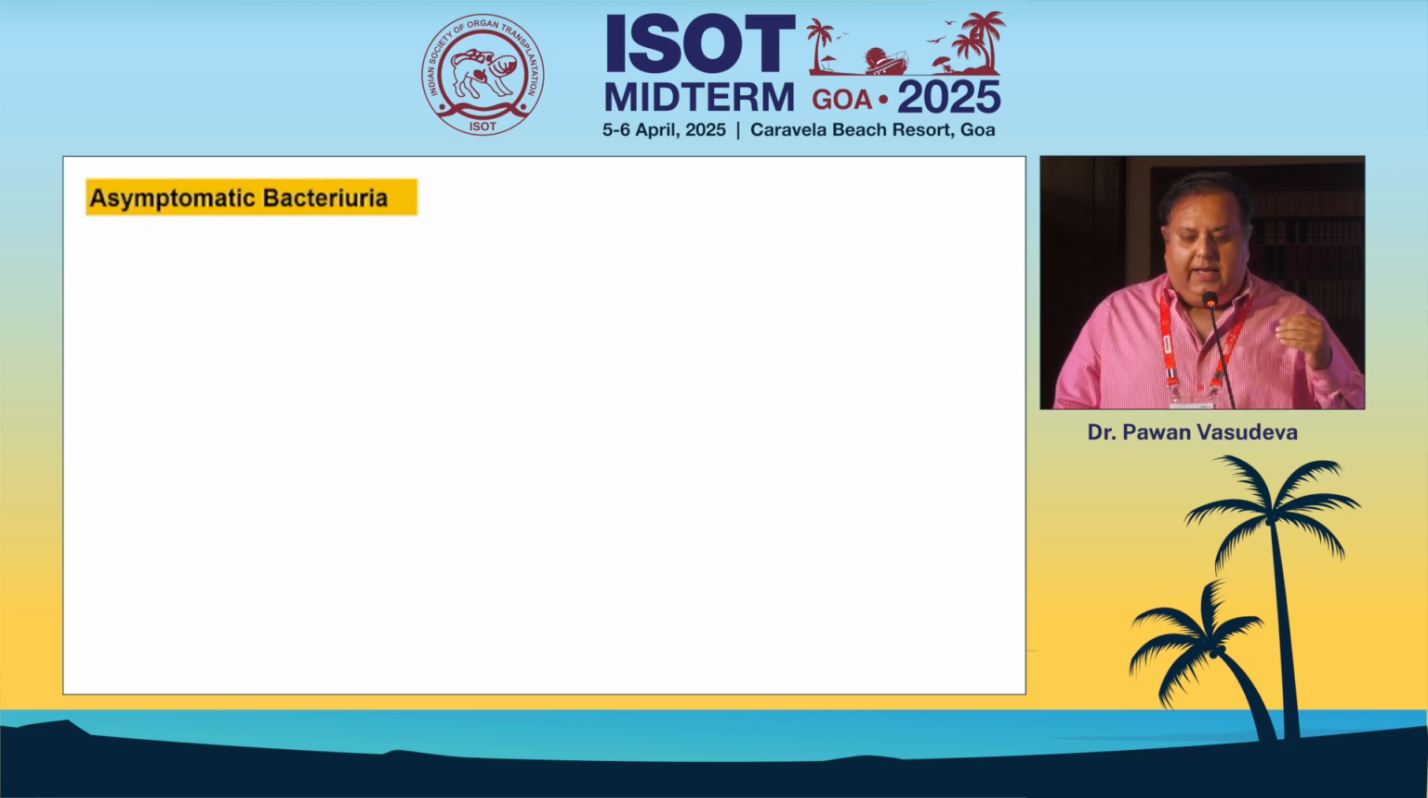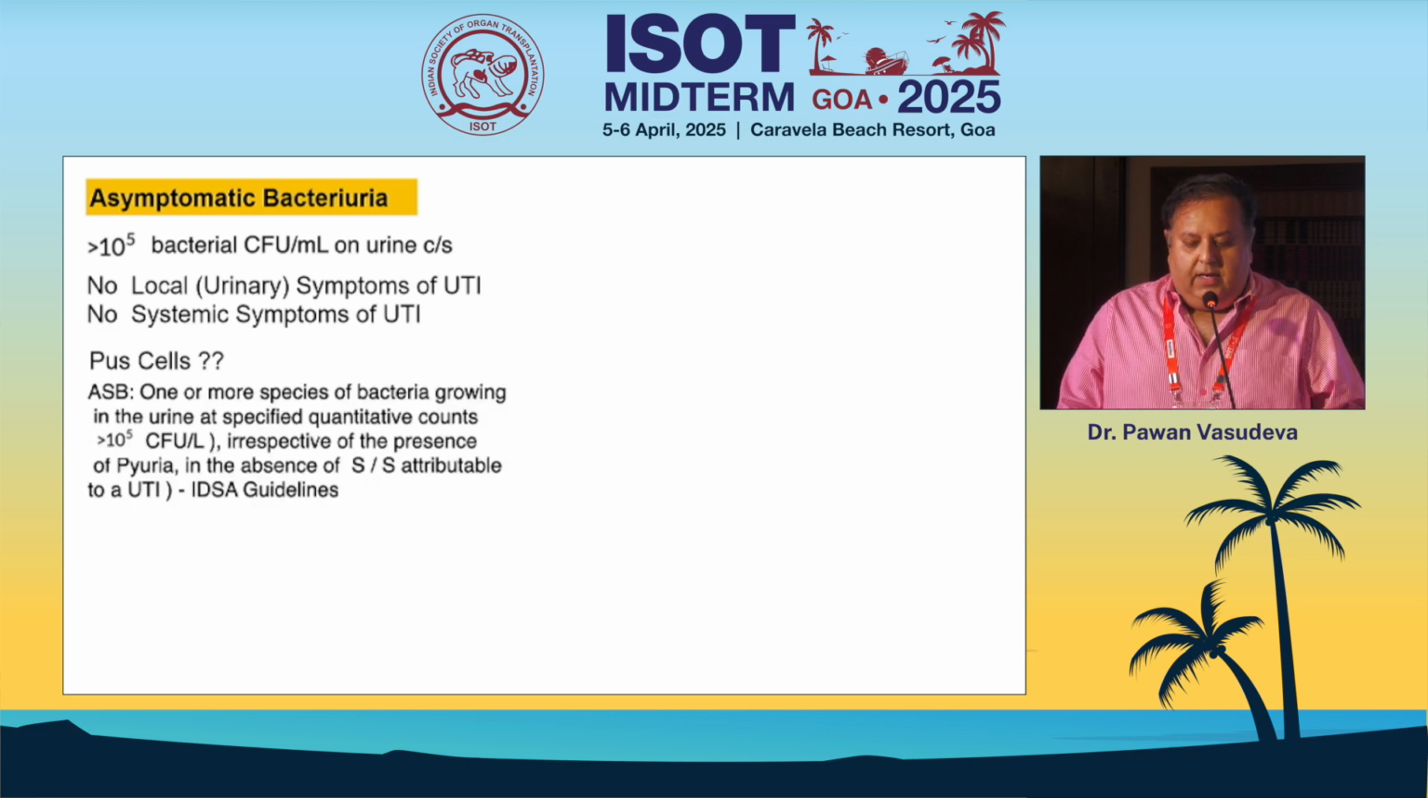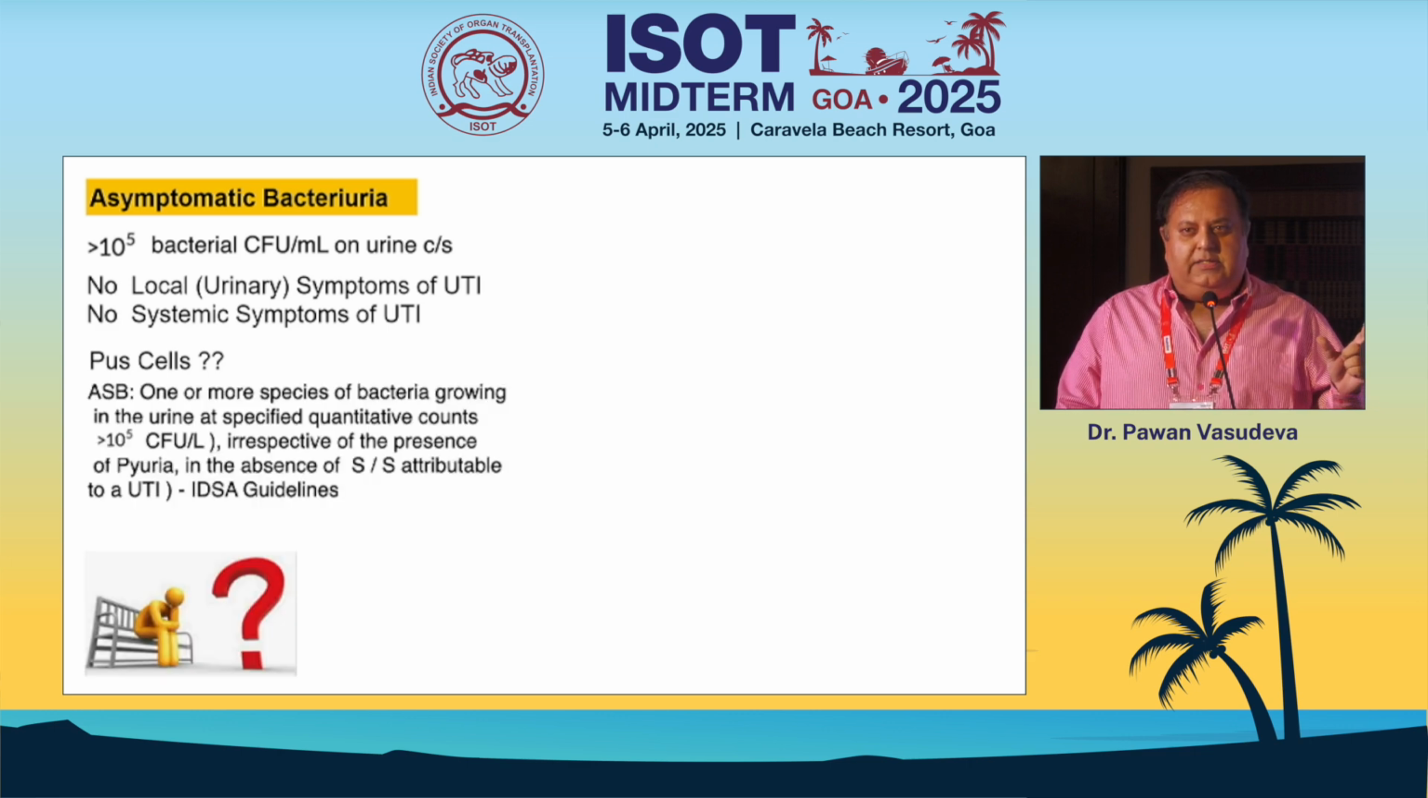If we look at asymptomatic bacteriuria, it means that you're getting bacteria in the urine, but you have no symptoms. There are no local symptoms, there are no systemic symptoms. Pus cells wouldn't matter. It is the presence of 10 to the power 5 bacteria per high power field. Now, the question is: is this dangerous to the transplant patient, and should you be treating asymptomatic bacteriuria?